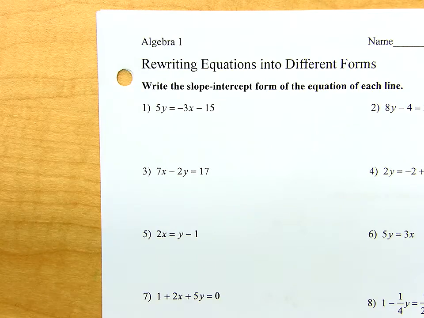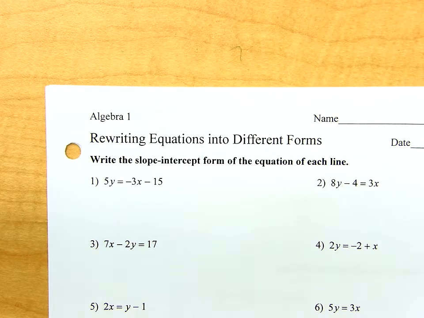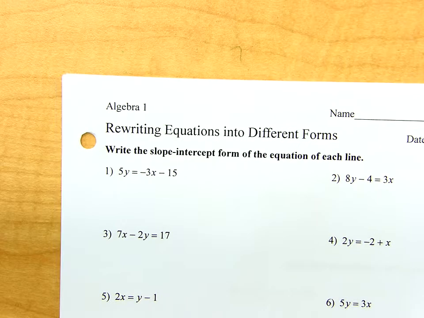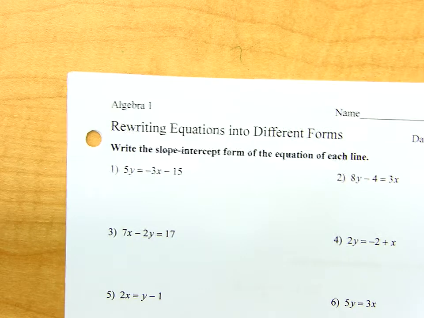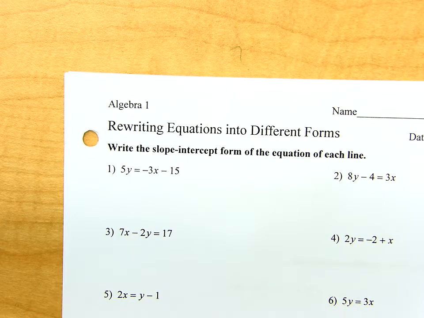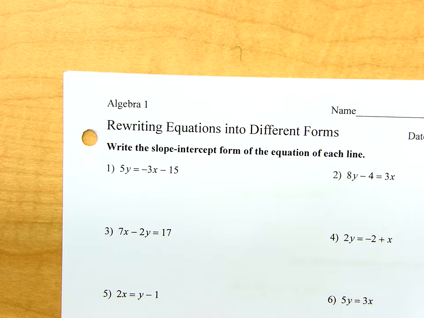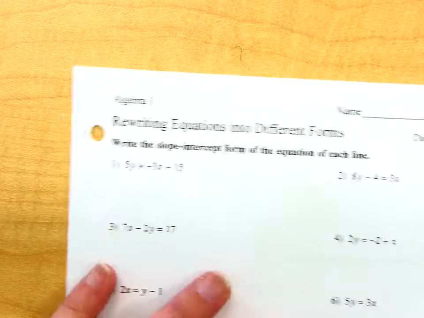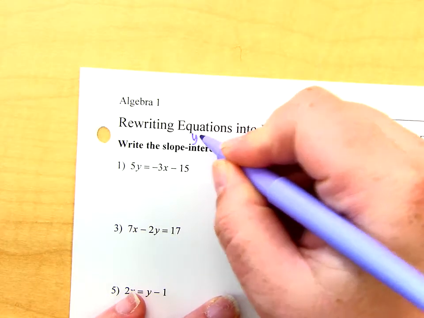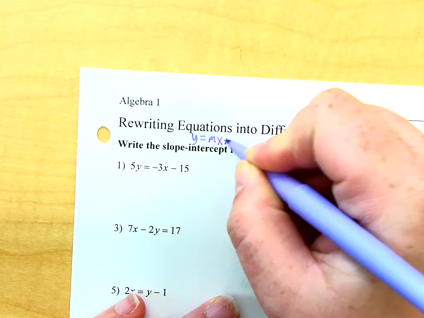We're going to look at rewriting equations into different forms. If you look at number 1 on this sheet, your directions are to write the slope-intercept form of the equation of each line. First of all, you need to know what slope-intercept form even looks like. What's slope-intercept form look like? That's y equals mx plus b, correct.